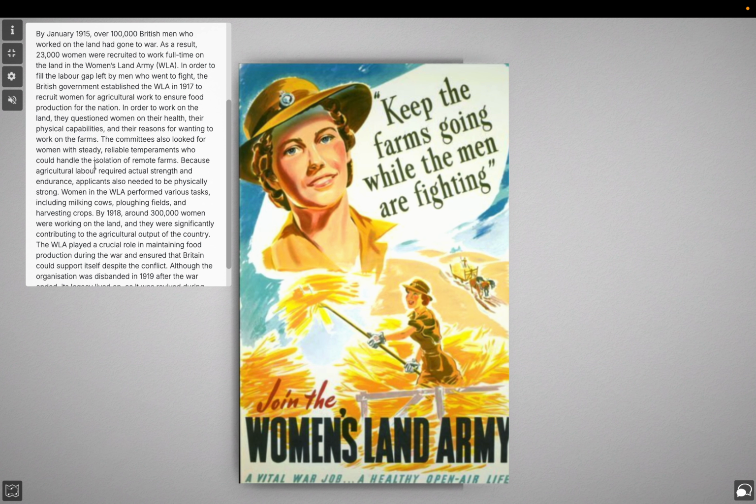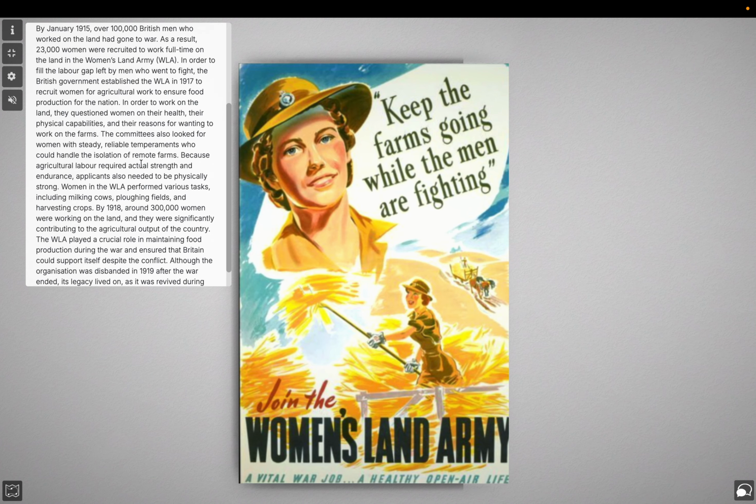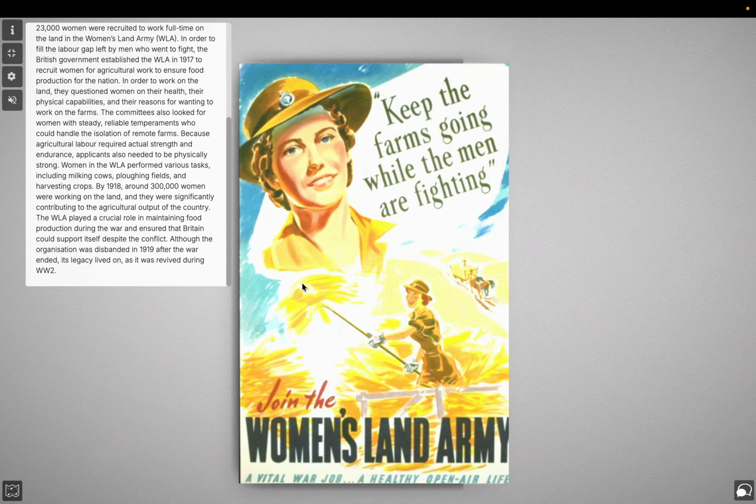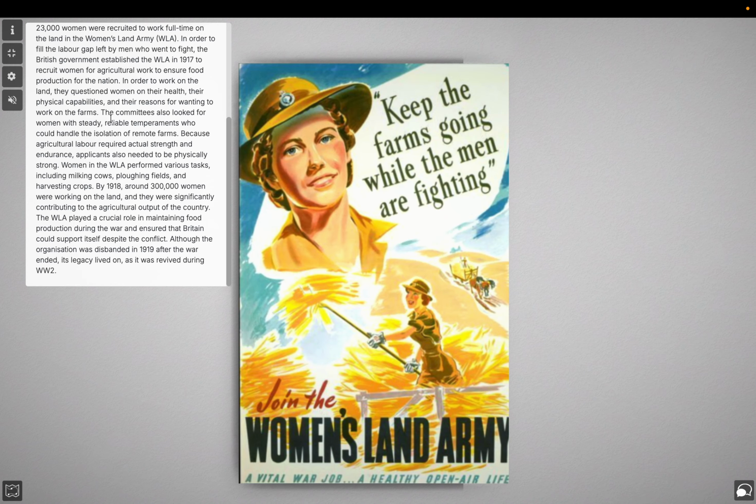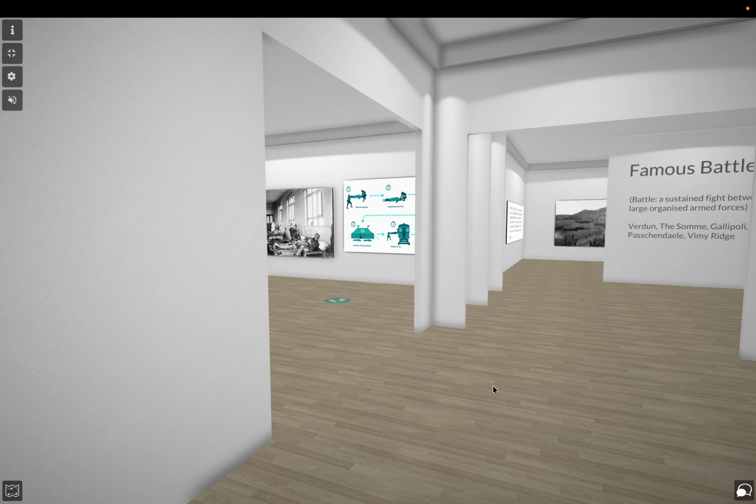Now, the land girls. The Women's Land Army was created to help make women join and do farming. So the food was very scarce, and many people had gone to war, so they needed someone to manage the farms, and they got these women to do it.